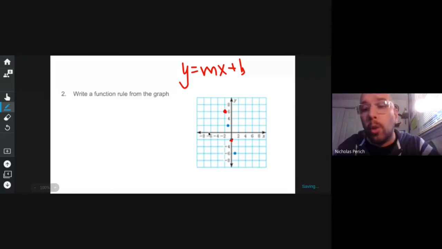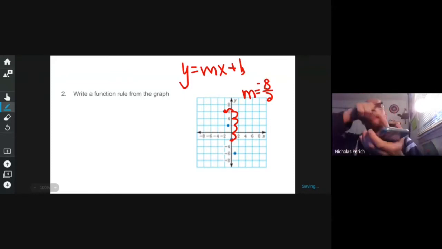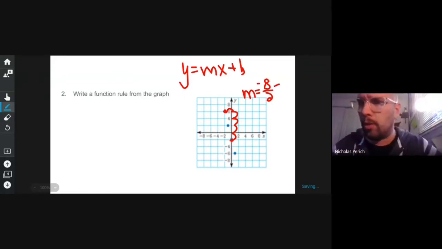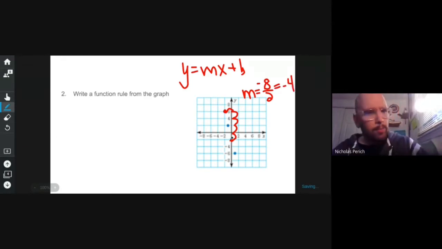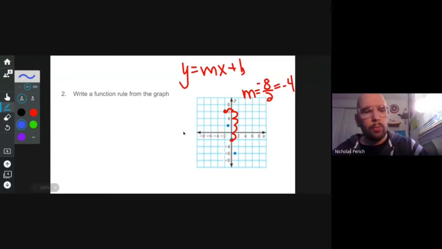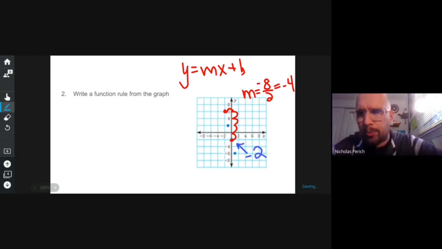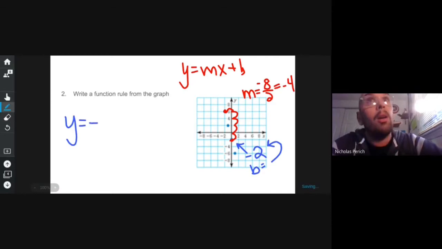So let me see. My blocks go up by 2 again. So I go up 2, 4, 6, 8 over 2. Oh, it's a negative slope. So m is negative 8 over 2. Let me take my calculator. Negative 8 divided by 2 is negative 4. Grand. Look. Another negative 2 for a y-intercept. So when I put it all together, y equals negative 4x plus negative 2.